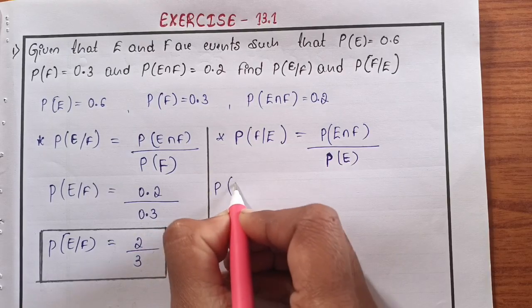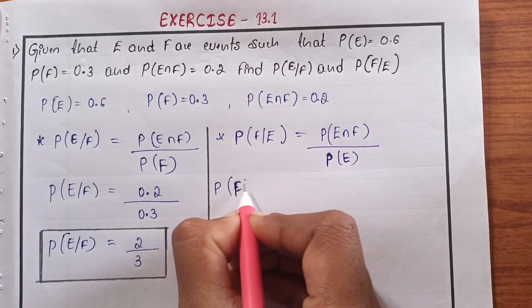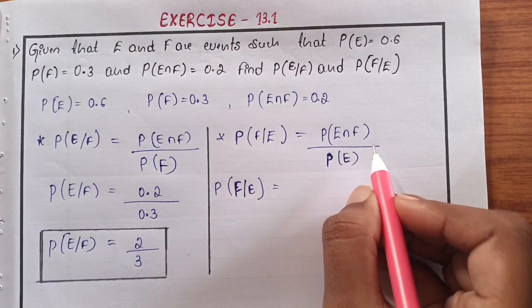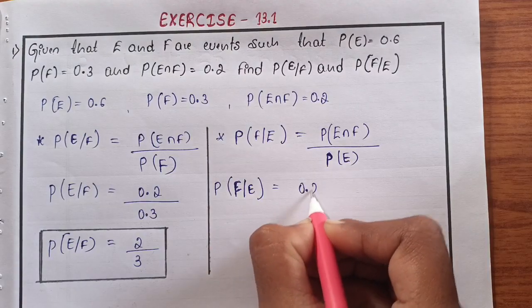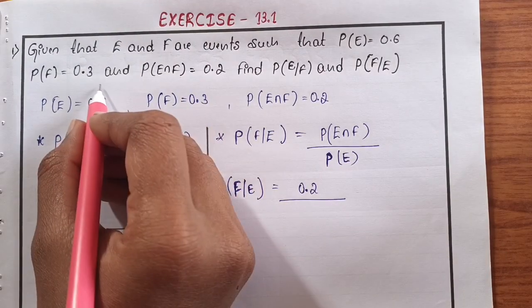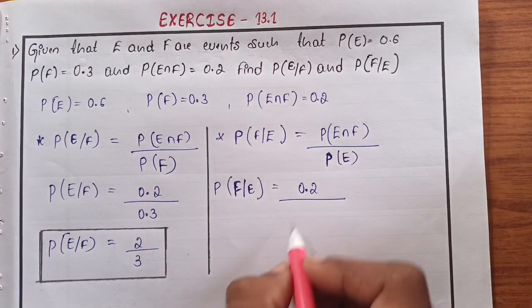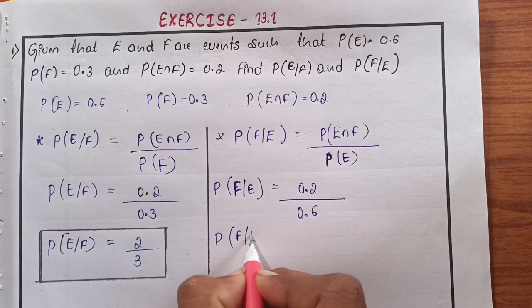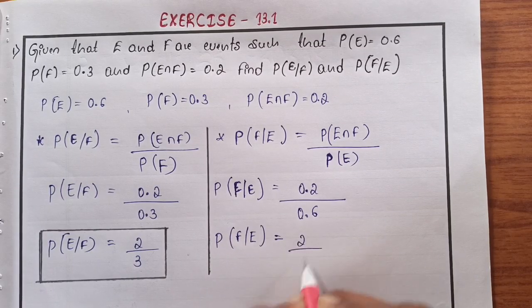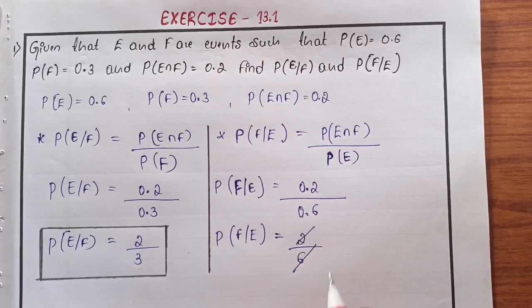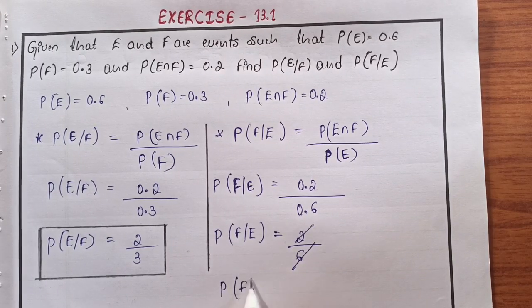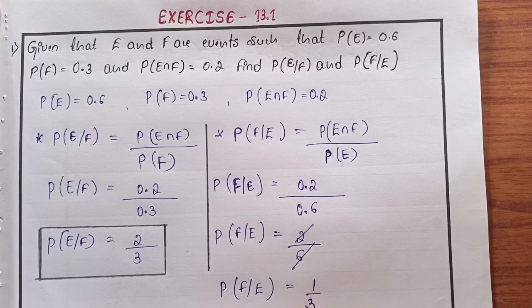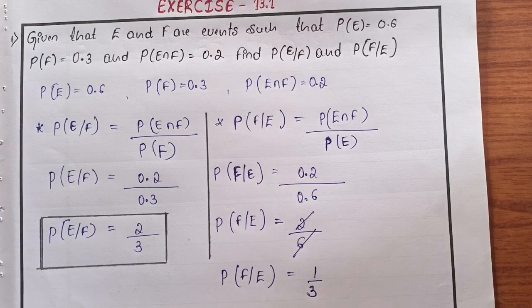So probability of F by E as it is equal to probability of E intersection F, value is 0.2, divided by probability of E, which is 0.6. So probability of F by E is equal to 2 by 6. 2 ones are 2, 2 threes are 6. So probability of F by E equal to 1 by 3. So the answer is probability of event F by E is 1 by 3.